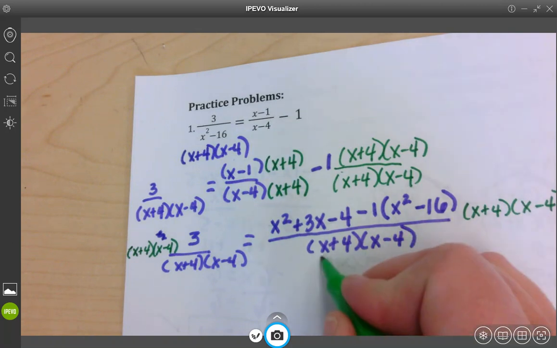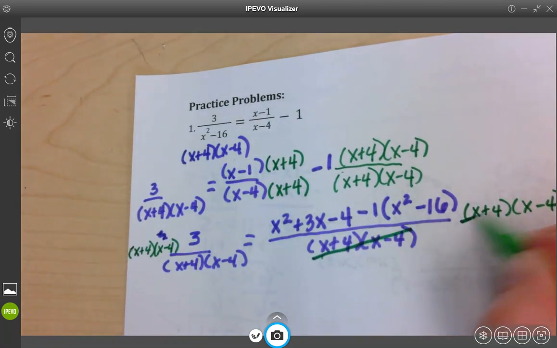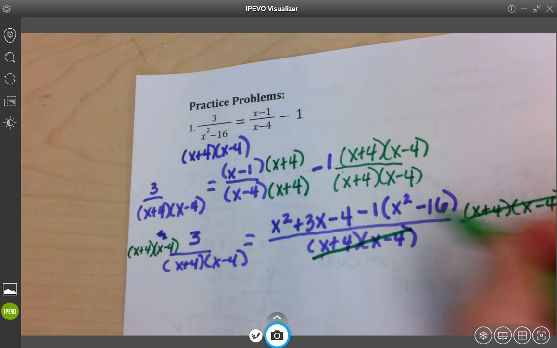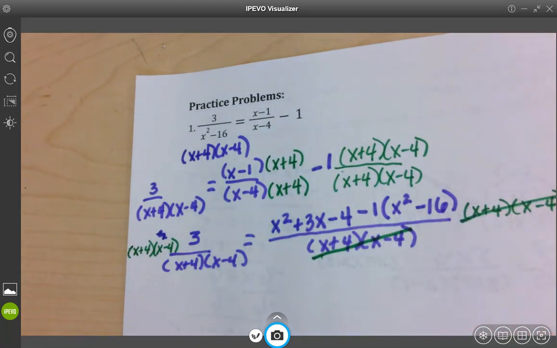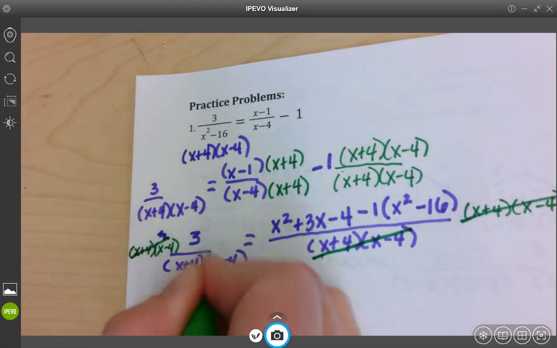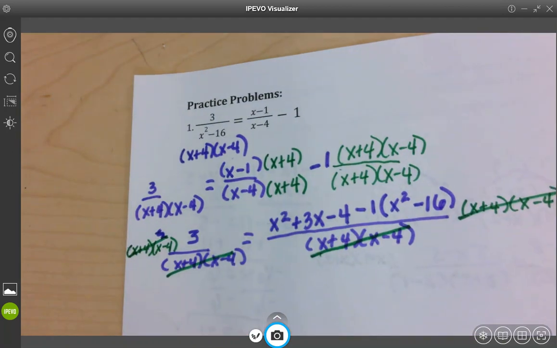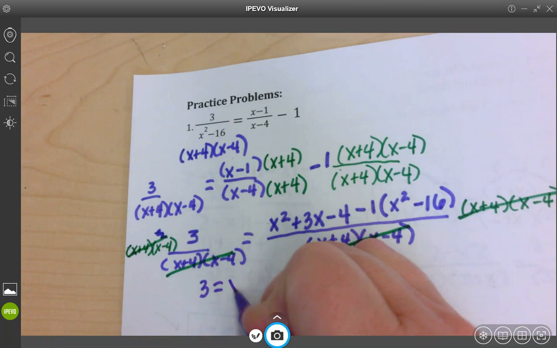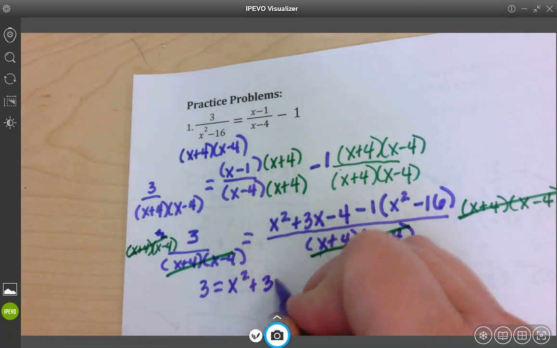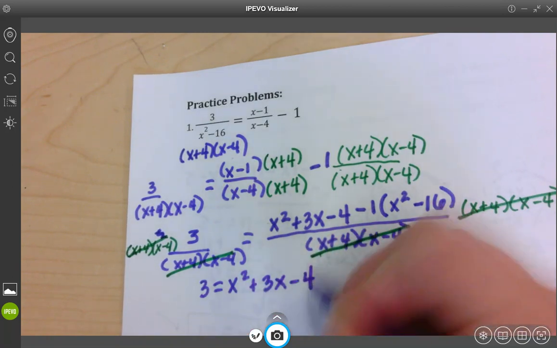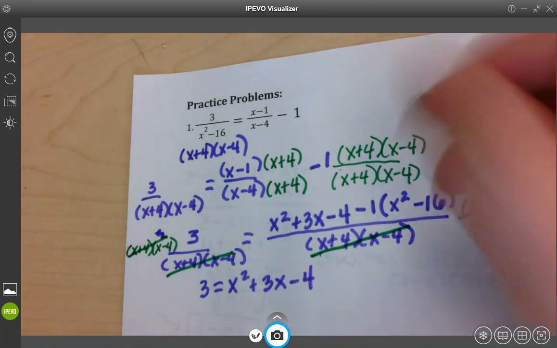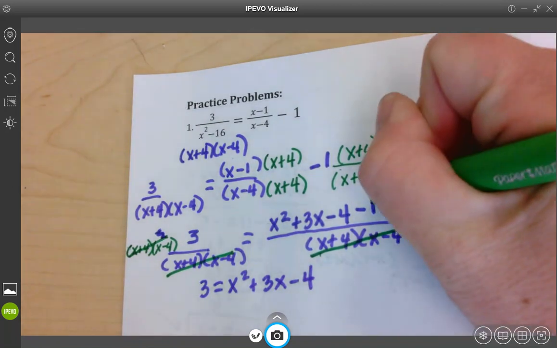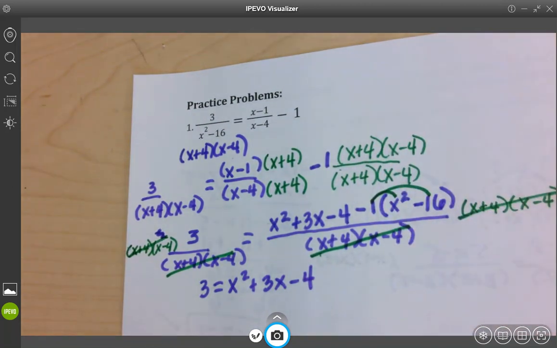So, Izzy, take a look. This is what's going to cancel. This one and this one, but I still have this up here. Okay, got it. And then this and this. All right, careful here. The negative 1 is going to distribute, so I'm going to get negative 1x squared plus 16.